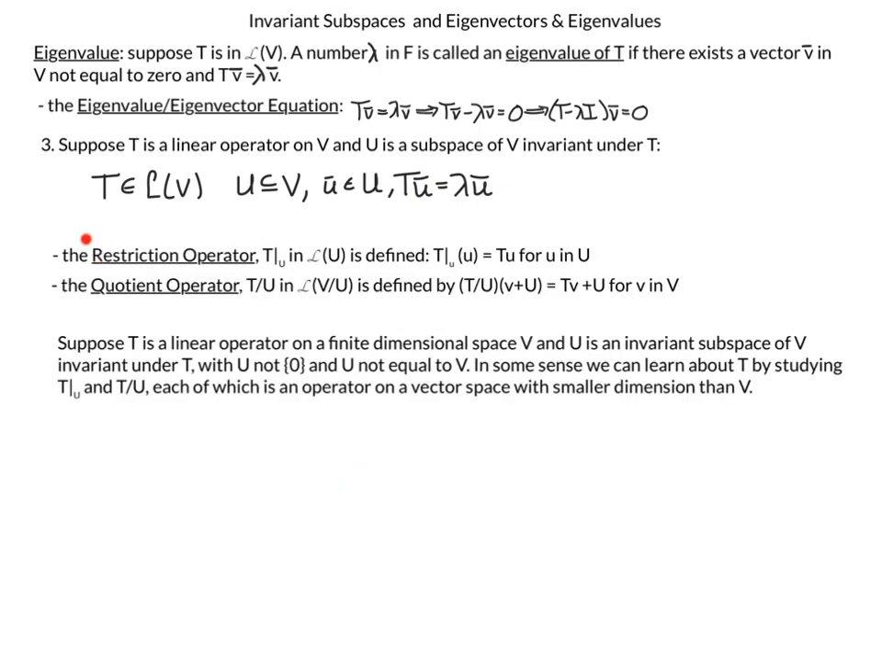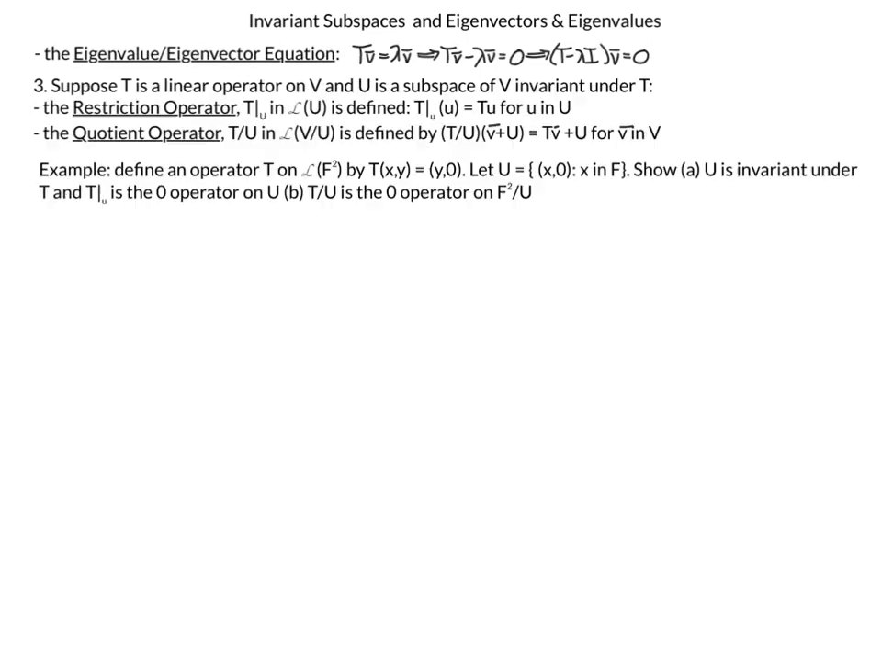The value of the restriction operator and the quotient operator is that it allows us to study T on a subspace U of smaller dimension than V. So suppose T is a linear operator on a finite dimensional space V, and U is an invariant subspace of V, invariant under the transformation T, with U not equal to just the zero vector and also U not equal to the entire space V. Then in some sense we can learn about T by studying the restriction of T to U and the quotient of T over U, each of which is an operator on a vector space with smaller dimension than V. We have this example for the restriction operator and quotient operator.